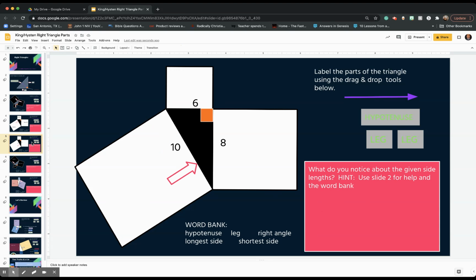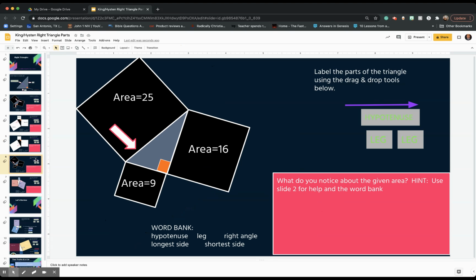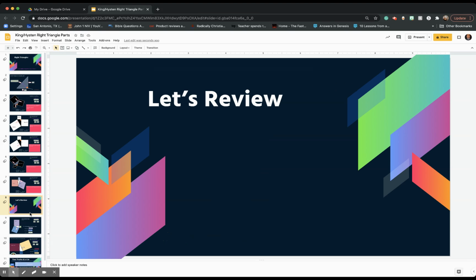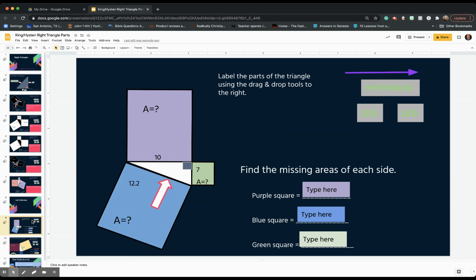This pattern repeats throughout the assignment. Sometimes it's asking about side lengths, and sometimes it's asking about area. On slide 7, it asks for both. What do you notice about the given side lengths and the area? Slide 8 says, let's review.